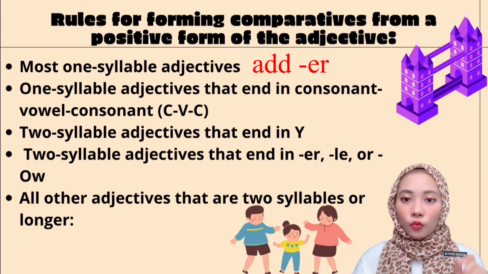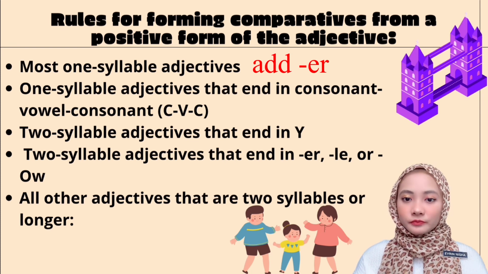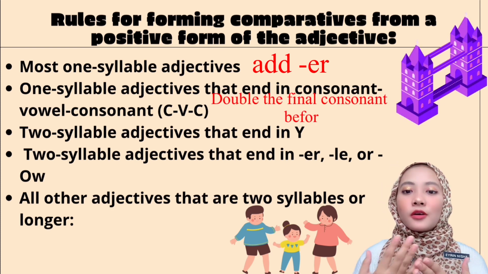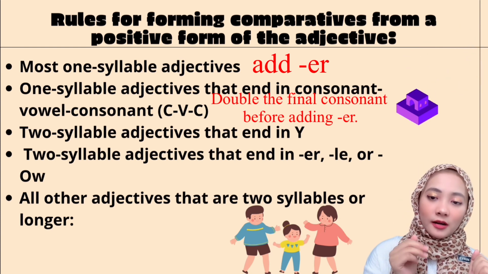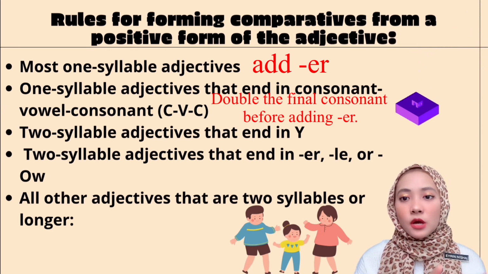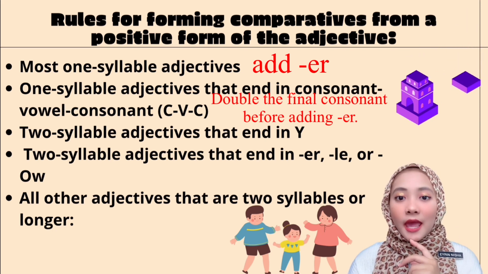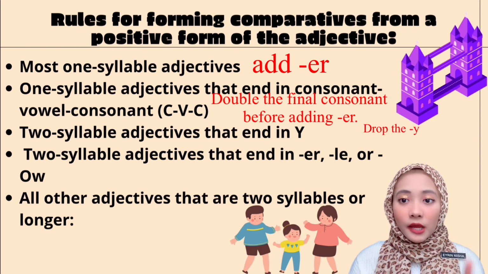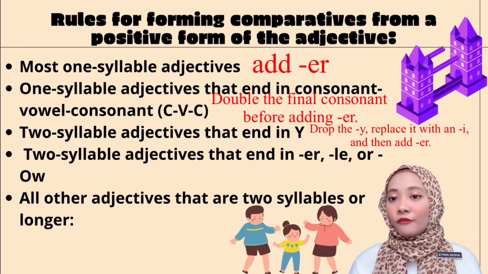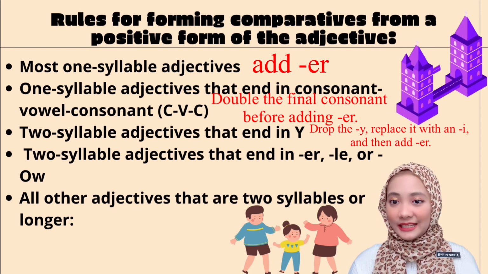The second rule: for one-syllable adjectives that end in consonant, vowel, consonant, we double the final consonant before adding er. For example, big becomes bigger and wet becomes wetter. Rule number 3: for two-syllable adjectives that end in y, drop the y and replace it with an i, and then add er. For example, rainy becomes rainier and ugly becomes uglier.